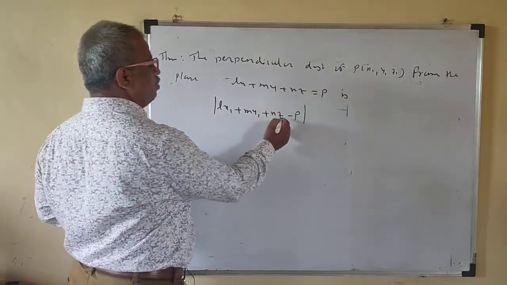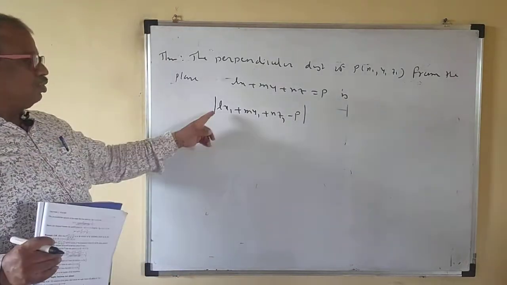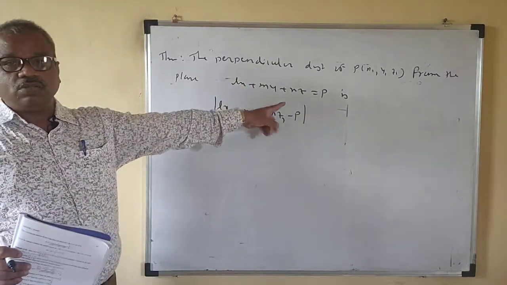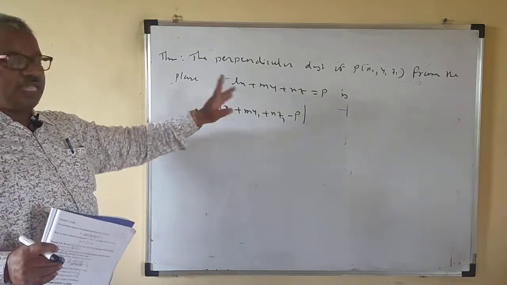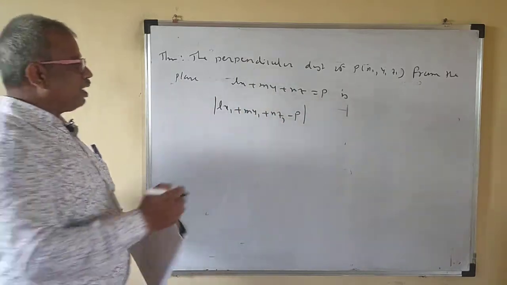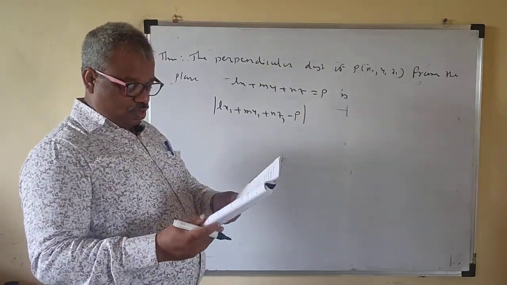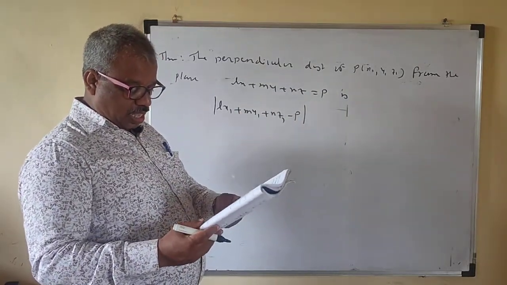So z1 you have to write here. This is the perpendicular distance of the point P(x1, y1, z1) from this plane. This plane is in the normal form, where l square plus m square plus n square is 1. So remember this as the formula.